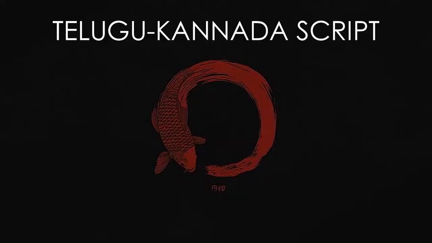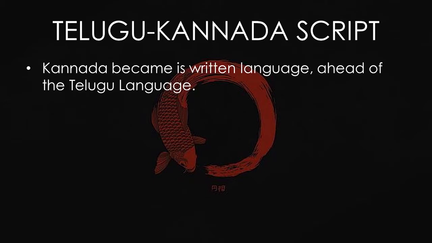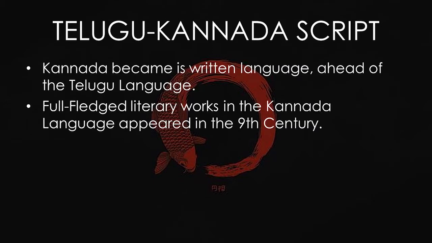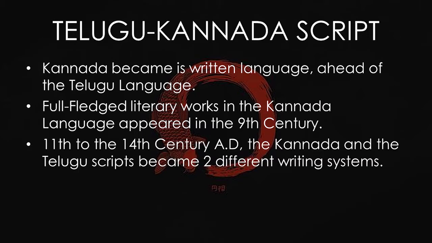The fact is that Kannada became a written language ahead of the Telugu language. Poetry was introduced to both the Kannada and the Telugu language at the same time in the 8th century AD, but full-fledged literary works in the Kannada language appeared in the 9th century, 2 centuries before the Telugu language, and between the 11th to the 14th century AD, the Kannada and the Telugu scripts became two different writing systems.